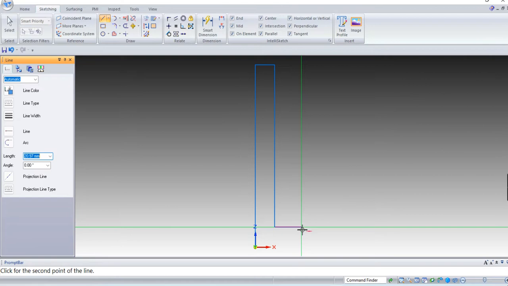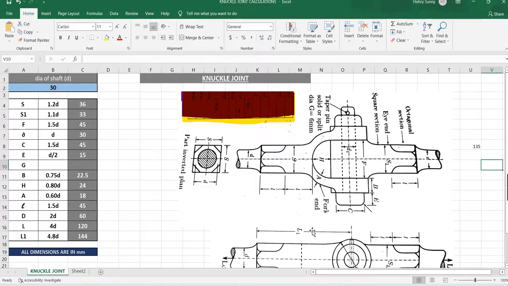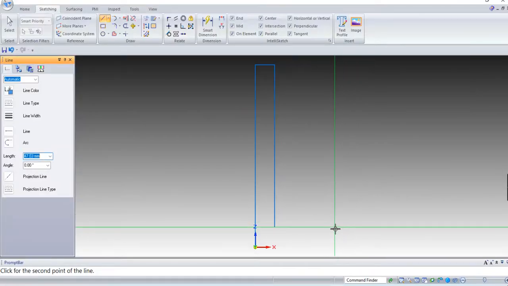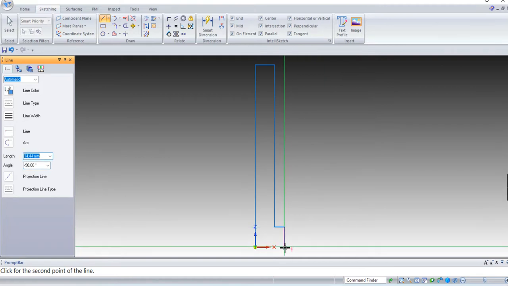Again draw a horizontal line of C is 45. 45 divided by 2 is 22.5 minus 15. 22.5 minus 15, that is 7.5 mm. Drop down, draw and join to the origin point.